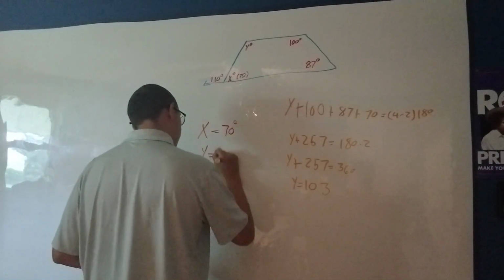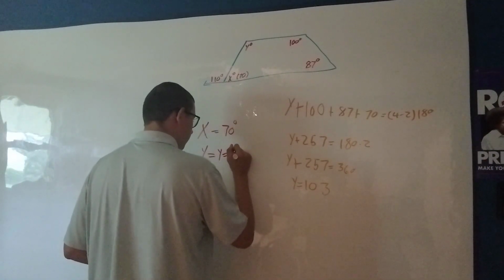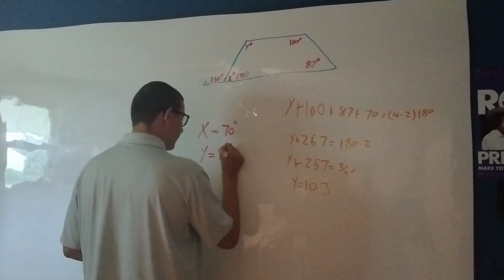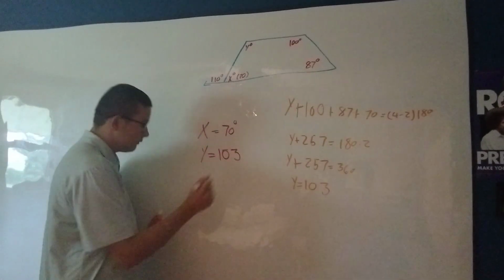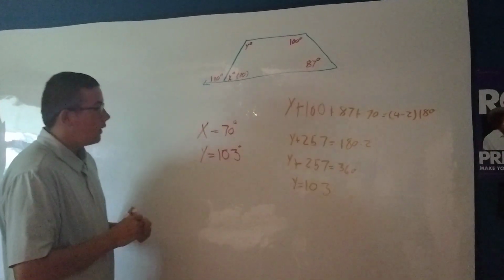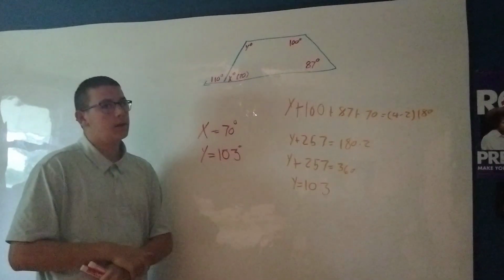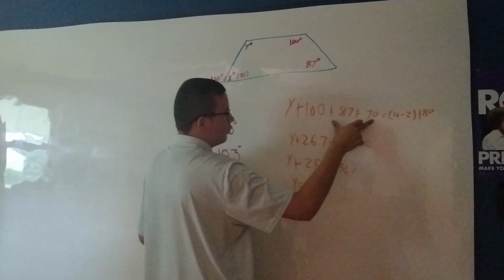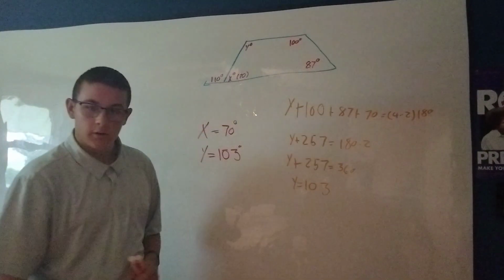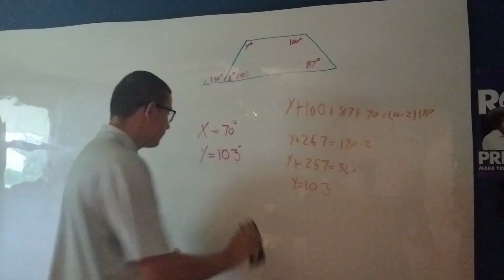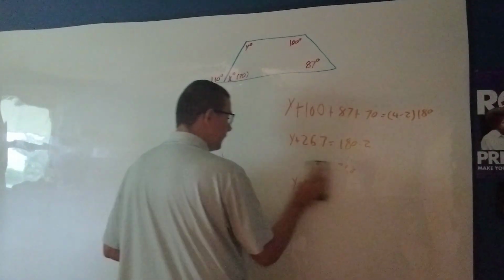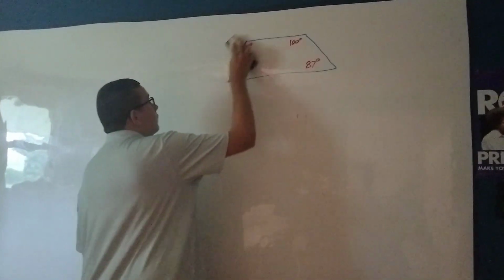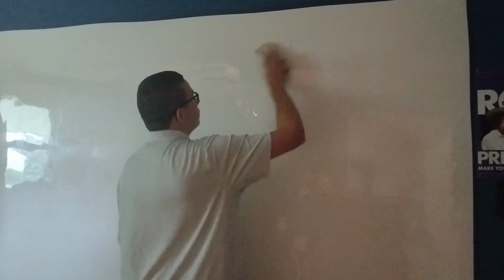Y equals 103 degrees. And that would be how you solve something like this here. Solving for y, you would take that formula, set it equal to what you already know, and then just solve for your variable. Next, I don't know if I have another practice problem for you, or if we're going to move to the exterior angles.